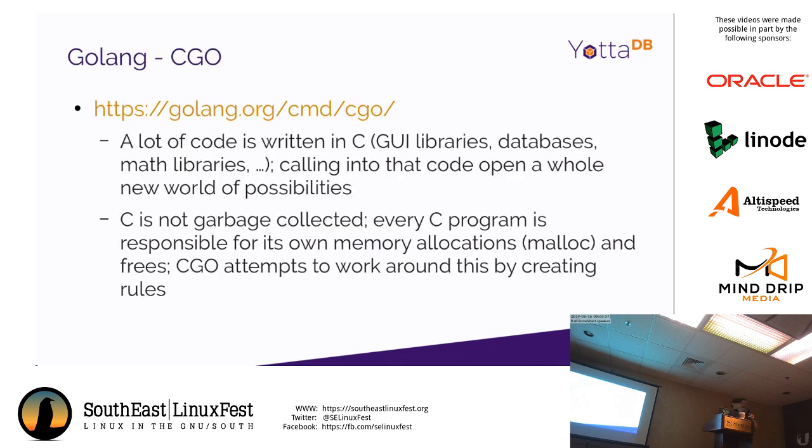So, Golang calling into C. One reason we want to do this for YottaDB specifically is we exposed a C API, which allows you to interface with the database engine directly as if it was a library. In addition, you have a whole bunch of C applications that have a lot of functionality, and it would be wonderful to be able to access those from Go.